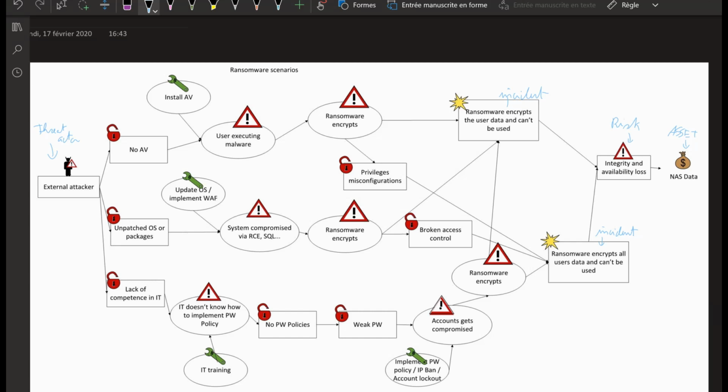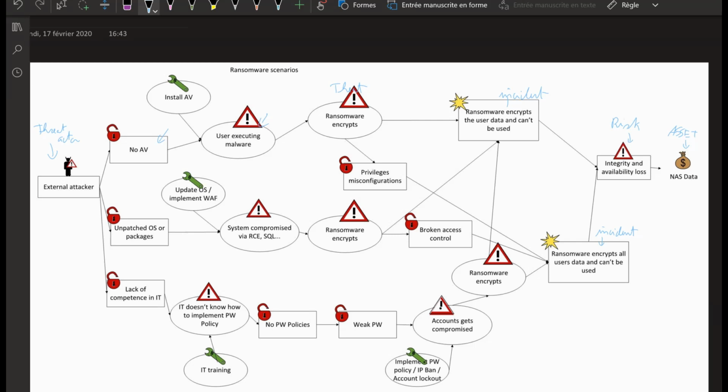Okay, so let's talk about the first one, where it's going to encrypt only one user's data. Here we've got our threat. The threat is that the ransomware is going to encrypt our data, and this is caused by a user executing a malware. And how was that possible? It's because we don't have any antivirus. So this is the chain that allowed the user data to be compromised.